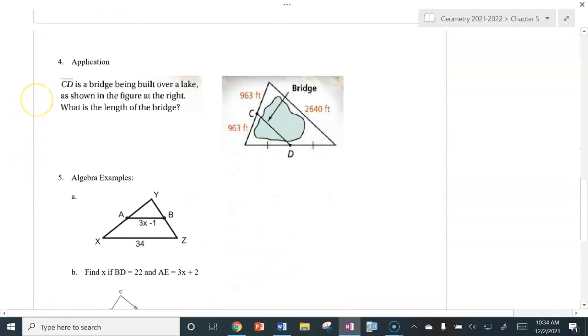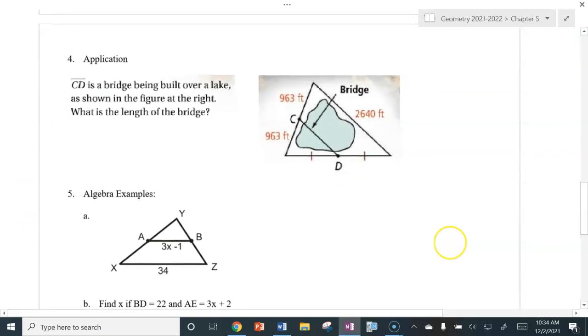All right, next we have a real-life application. Here we have a lake, and they want to build a bridge over the lake, and they've decided to build it connecting these midpoints. Notice I have the same distance on both sides of C, so that's how I know C is a midpoint.